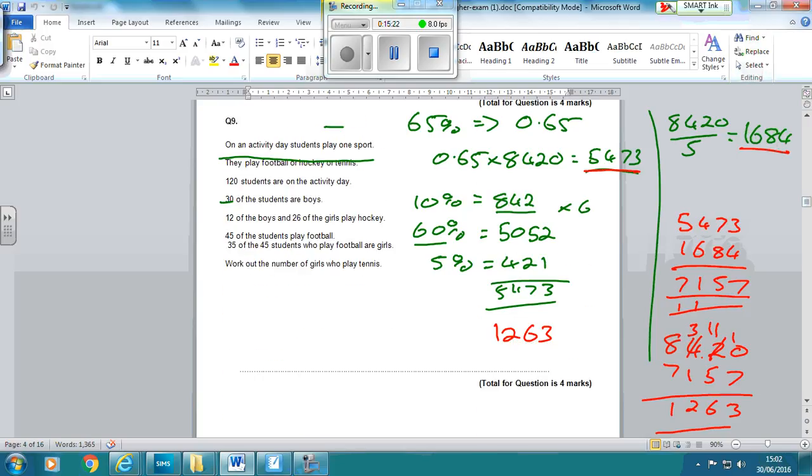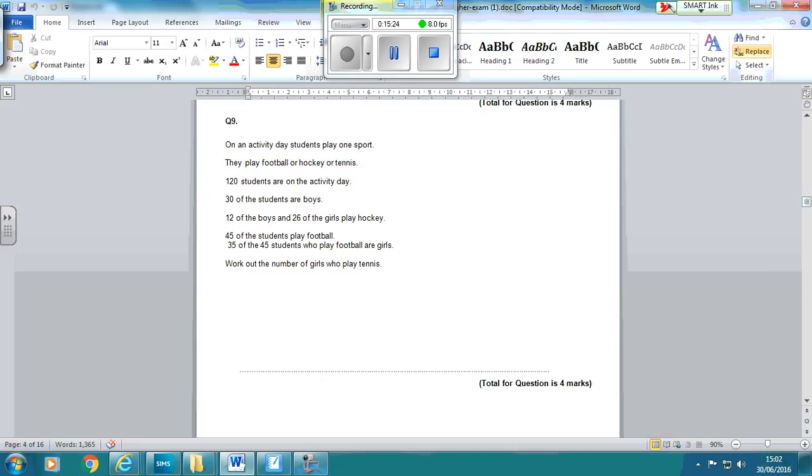Okay, now question 9. You've got to recognise question 9 as a two-way table question. A lot of people did it the quicker way, but that only works very occasionally. Most of these questions you'll need to draw a table. So we've got a two-way table, and the two variables here are boys and girls, and you either play football, hockey, or tennis.